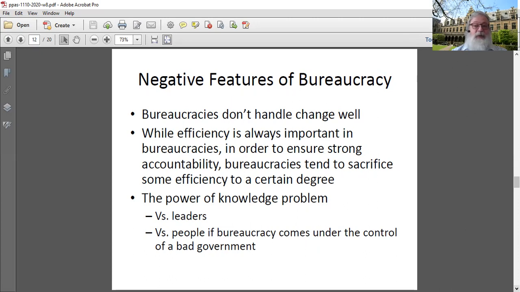While efficiency is always important in bureaucracies, as we've noted, part of the reason it was adopted is because it was a reasonably efficient way, right? We can get a high degree of certainty that jobs will be done by people qualified to do them. They'll be well coordinated and mistakes will be reduced. But a certain amount of efficiency that comes from innovation and creativity is sacrificed in a bureaucracy so as to ensure high degrees of accountability.